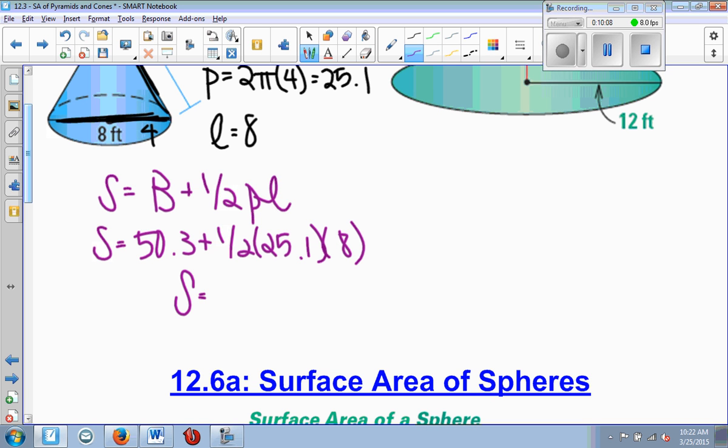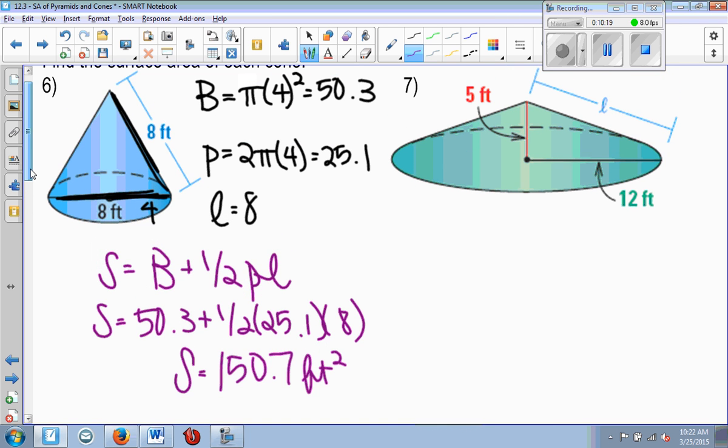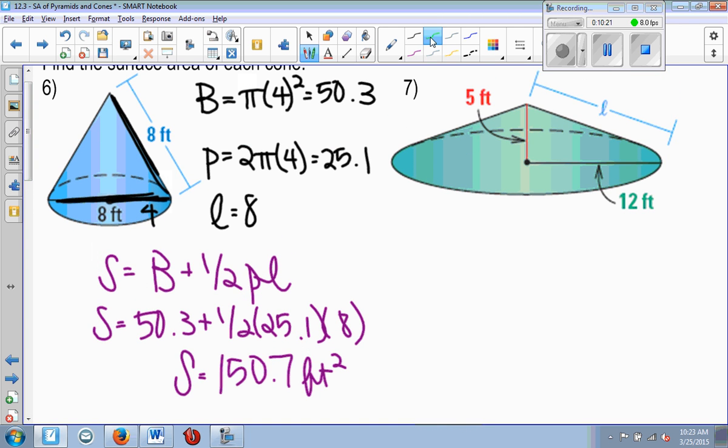And I get a total surface area of 150.7. My units up there were in feet, so this has to be in feet squared. The last cone on the picture, notice that you're given the perpendicular height, you're given the radius, you're not told the slant, so we're going to have to use Pythagorean theorem.